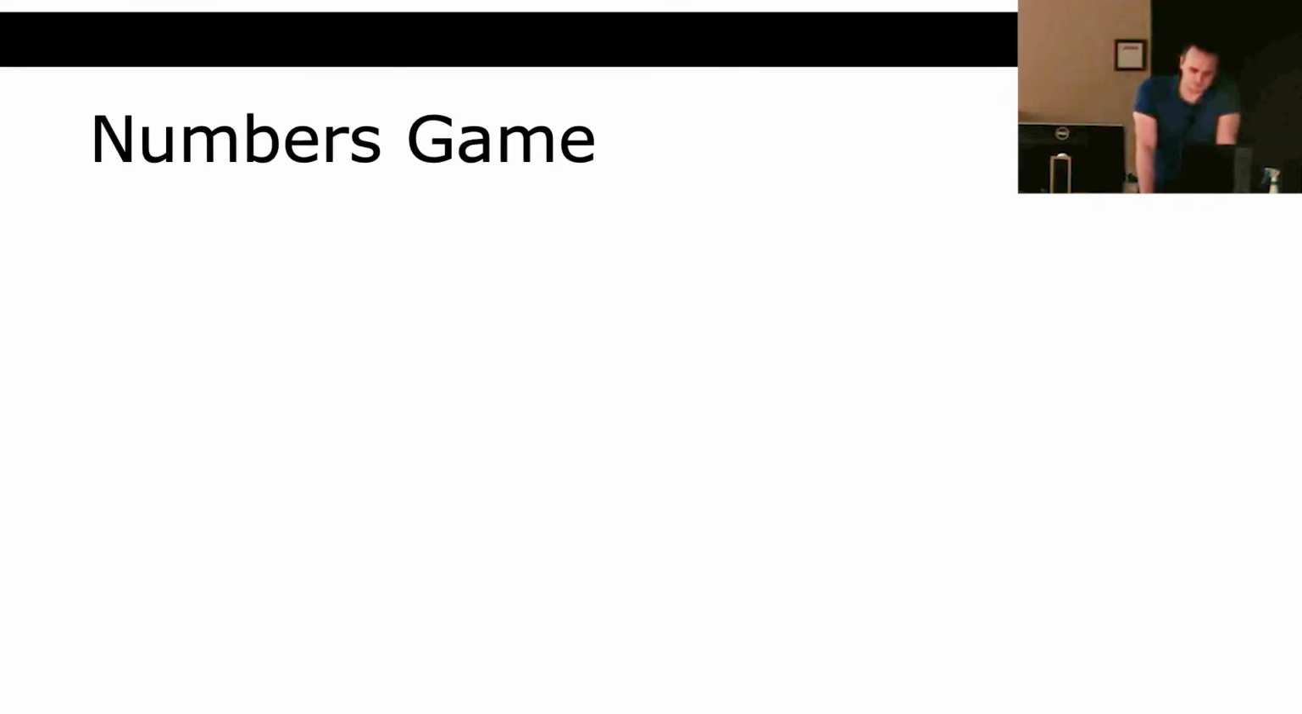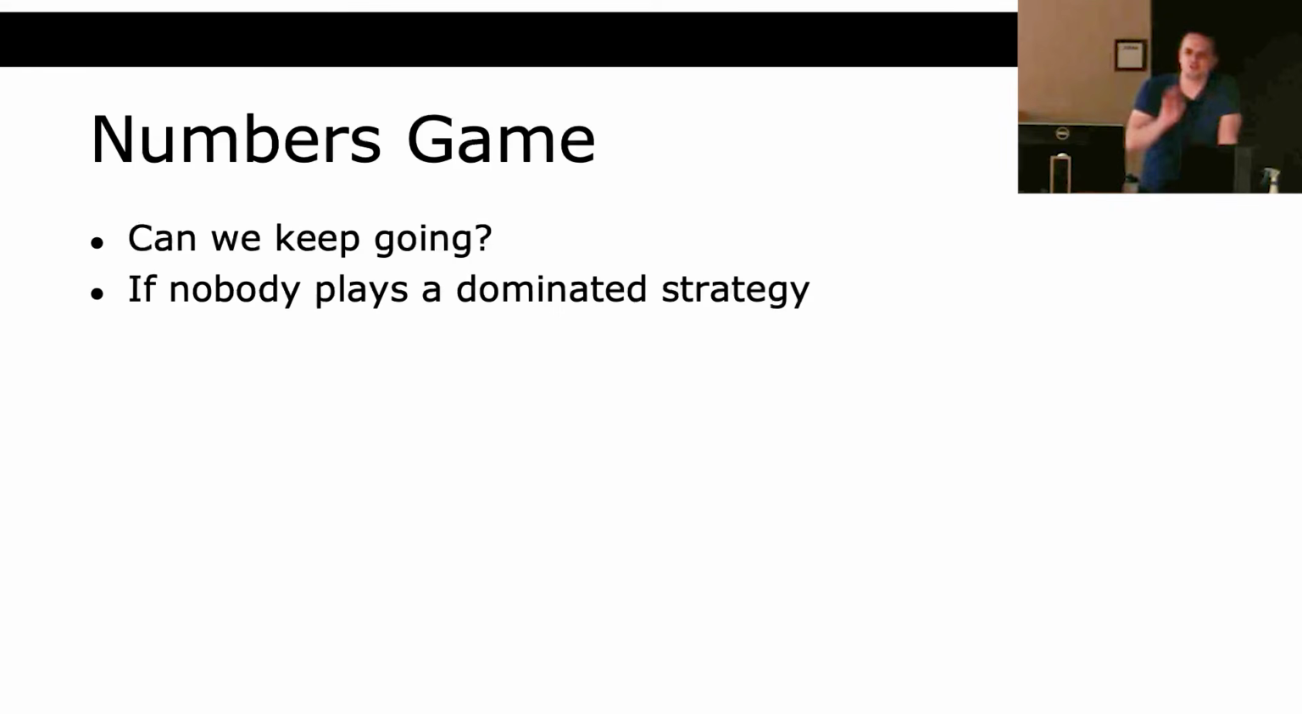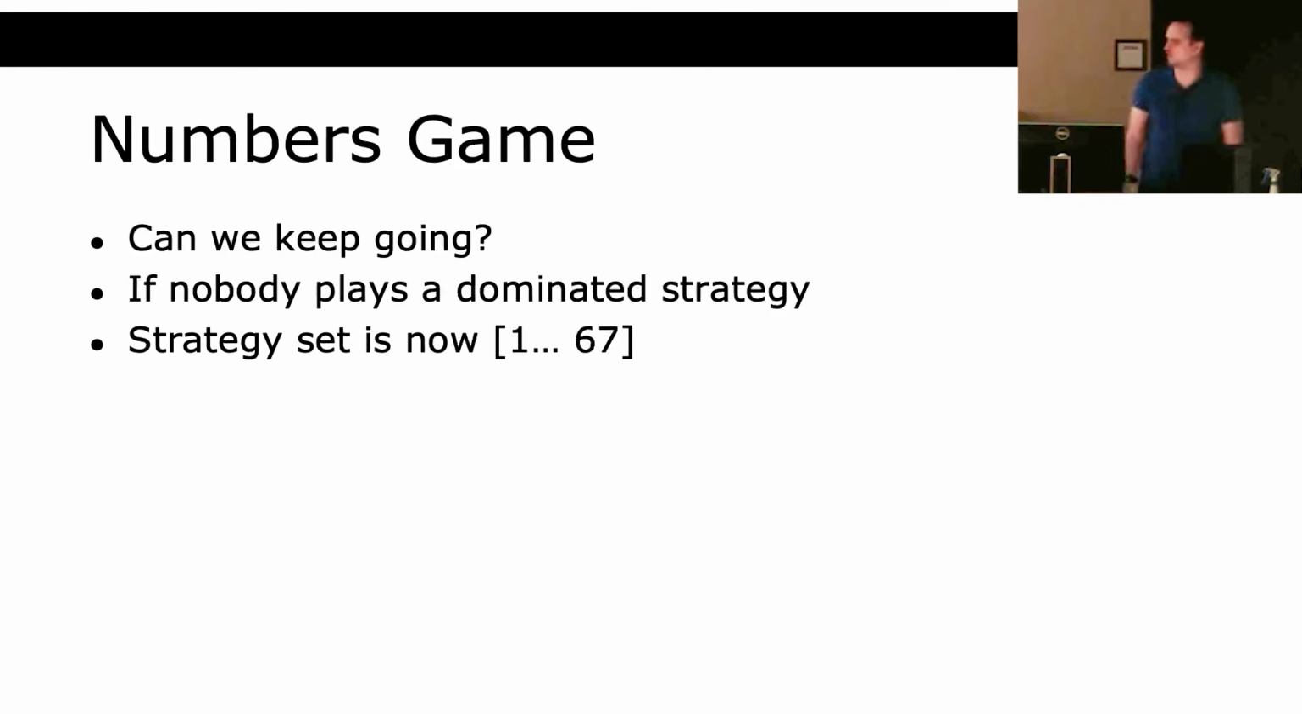Okay. But can we keep going? Please don't just yell out answers. I know the answer. Just put up your hand if you want to answer something. Thank you. If no one plays a dominated strategy, what does that mean? Well, if no one plays a dominated strategy, and we know that 68 through 100 are dominated by 67, it means now really the only logical choices are 1 through 67, right? So those are the only things that we're going to choose.